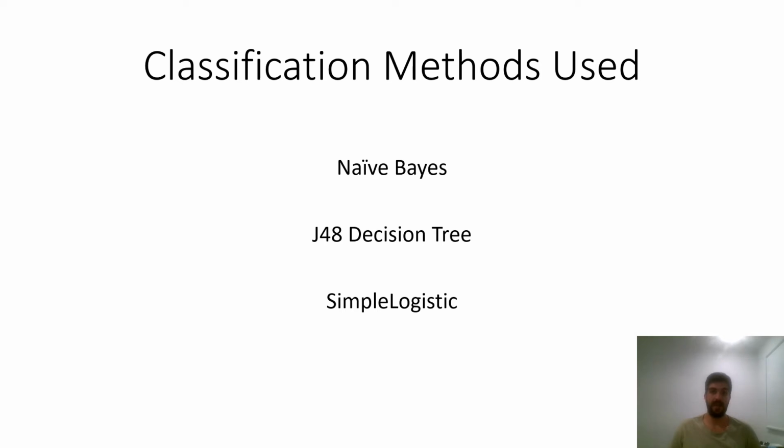We decided to go with naive Bayes and J48 as they are commonly used in data mining and have fast computational times while still giving accurate results. We also chose simple logistic as it is a combination of using both linear regression and decision tree methods.